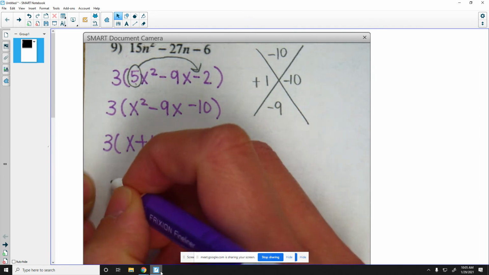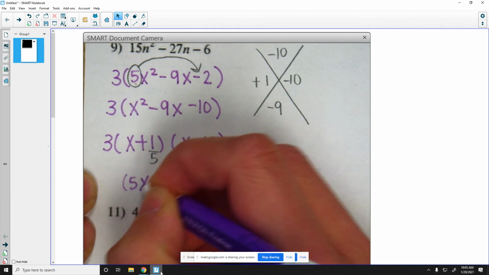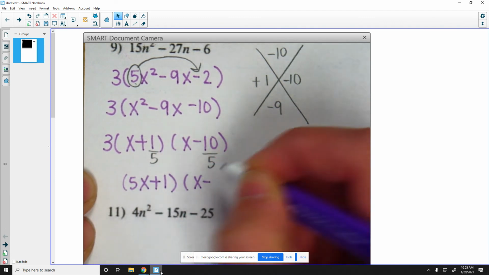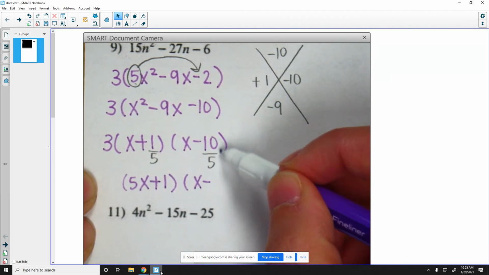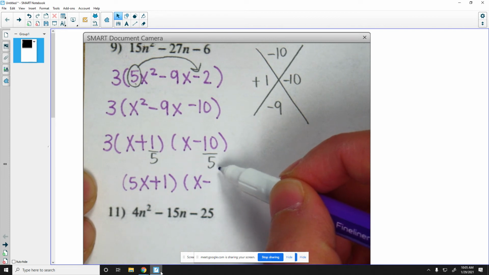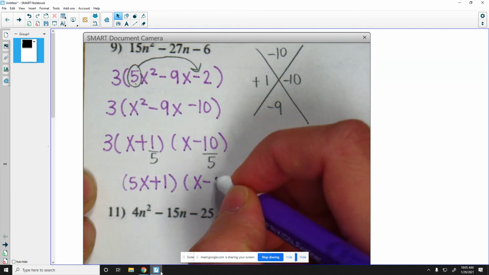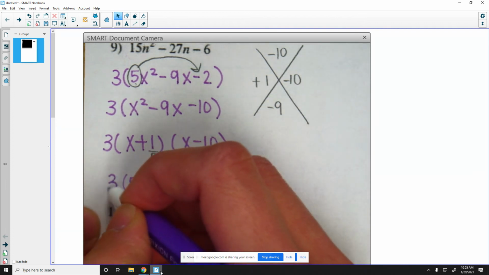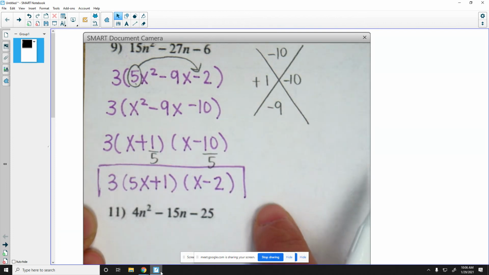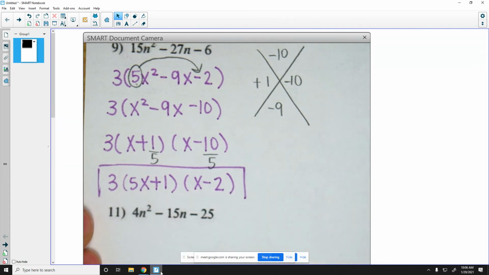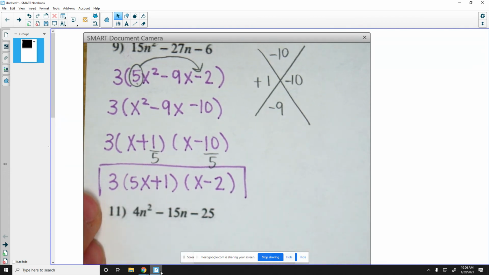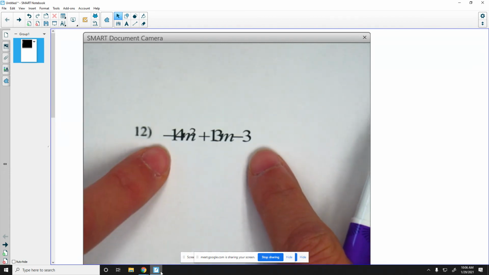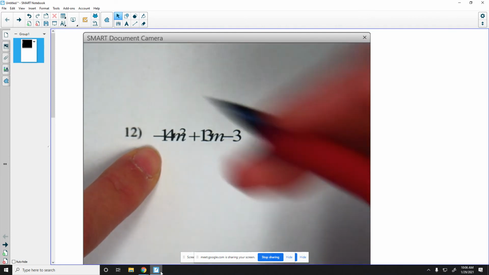Is it 5x plus 1 and then x minus 5? Very close. 10 divided by 5. Oh, it's 2. 10 divided by 5 is 2. Yeah. 2. And then don't forget about the 3. So the 3 is still there. Okay. Number 12.